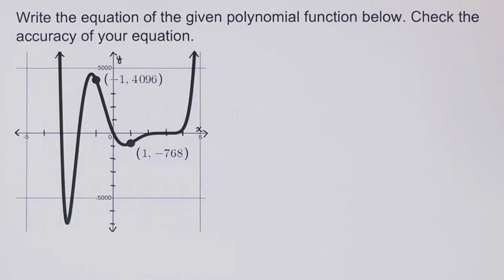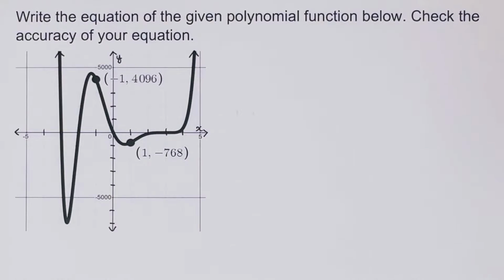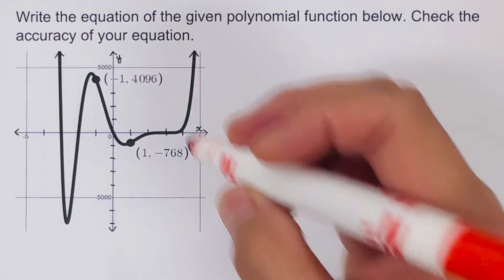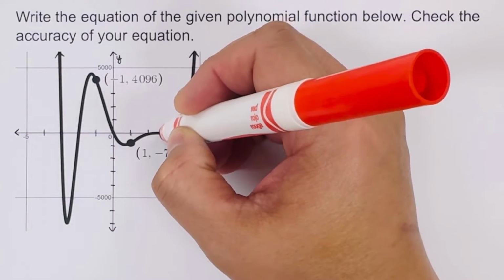Hello everyone. This video will show how to write the equation of a given polynomial graph with multiplicity. Now let's go over this example. The roots for this graph, which means the x-intercepts, are these.